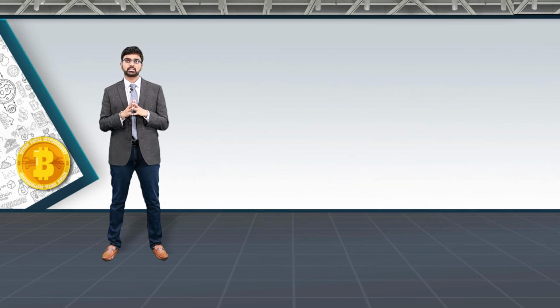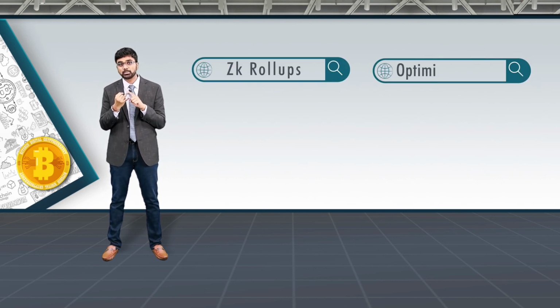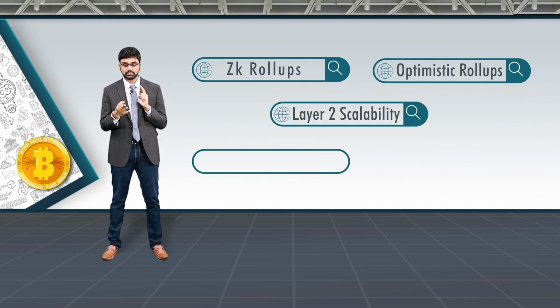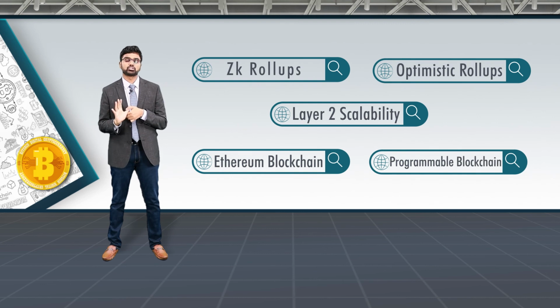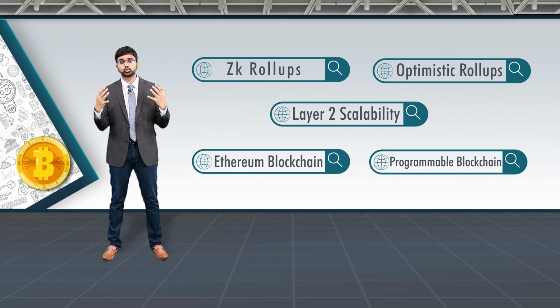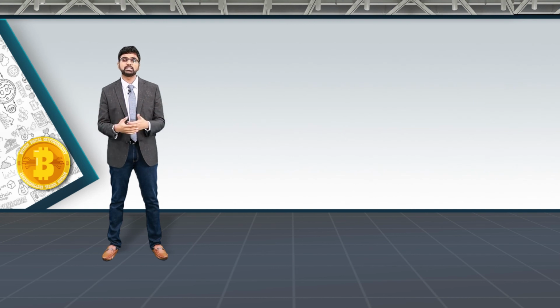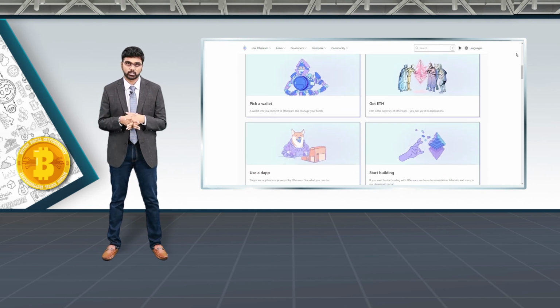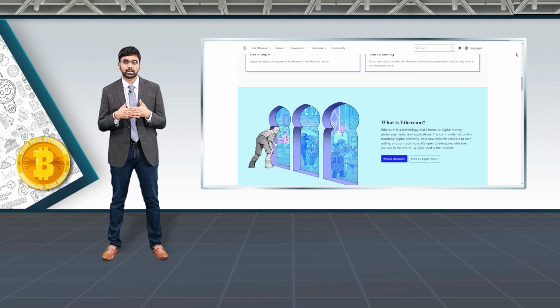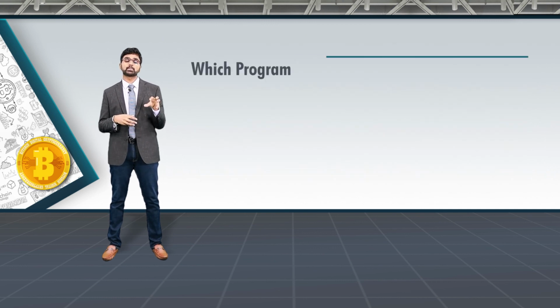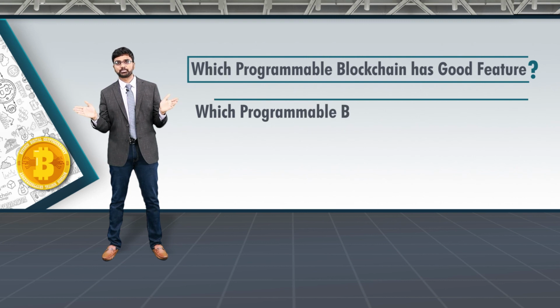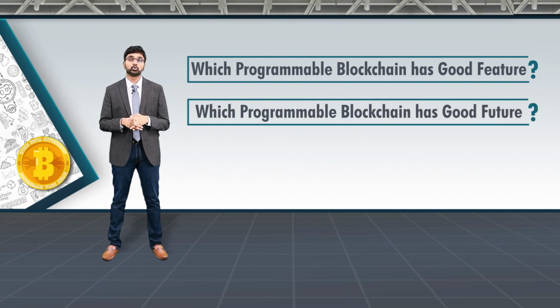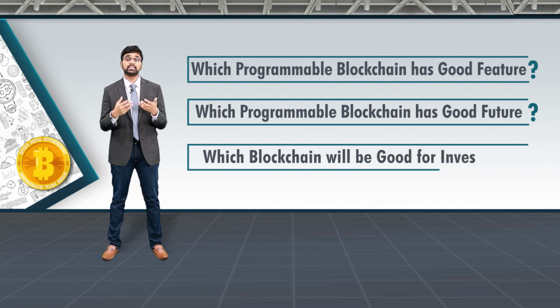Now, I understand that this particular module was very tough to understand because of the entire new concepts being shown. So I request you to Google ZK rollups, optimistic rollups, layer 2 scalability, Ethereum blockchain, programmable blockchain. These 5 terms, you Google them and you read about them in depth, go to their Wikipedia pages, go to their official websites so that you understand the scalability factors in a much better way. Once you understand these scalability factors in a much better way, you will know which programmable blockchains have a very good feature, a very good future, and you'll know in which blockchain you want to invest in.